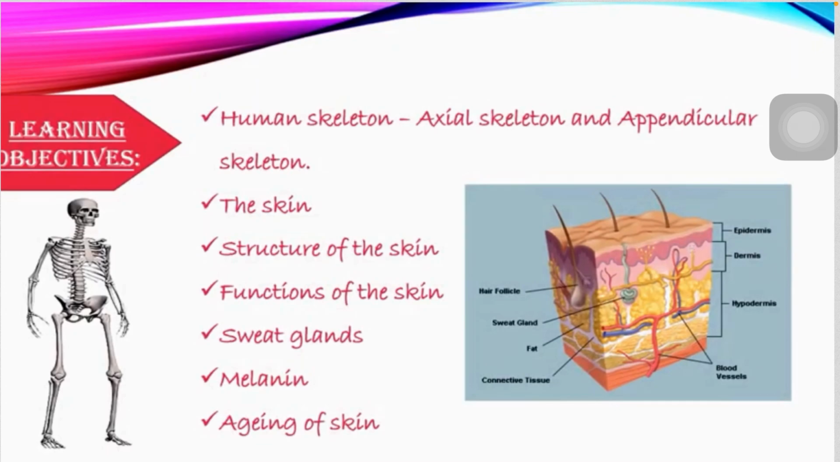Now students, in this module we are going to learn about the human skeleton, that is the axial skeleton and appendicular skeleton. The skin, structure of the skin, functions of the skin, sweat glands, melanin and aging of the skin. So let's get started with this virtual session.